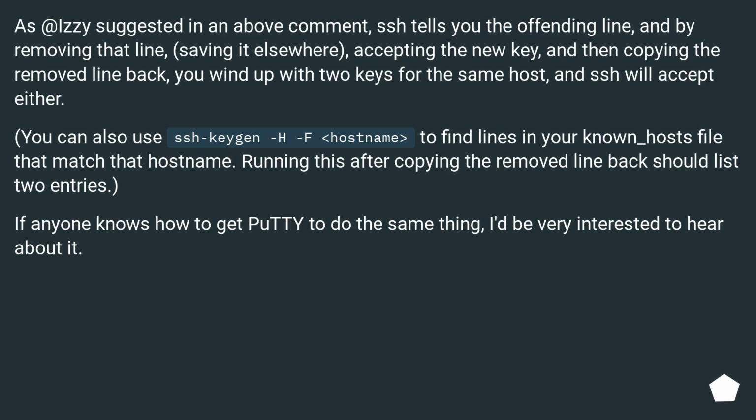You can also use ssh-keygen -H -F hostname, and -l, to find lines in your known_hosts file that match that hostname. Running this after copying the removed line back should list two entries. If anyone knows how to get PuTTY to do the same thing, I'd be very interested to hear about it.